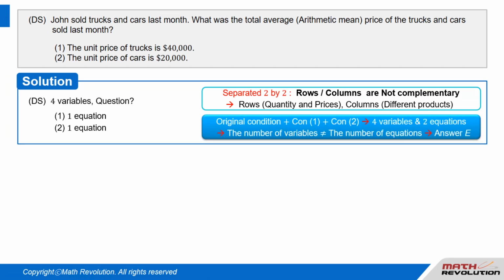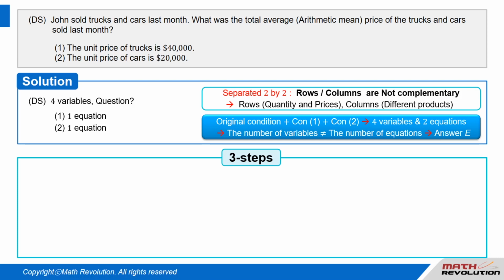We know that each condition would usually give us an equation, resulting in a total of 2 equations, one each from condition 1 and condition 2. However, since we need 4 equations to match the numbers of variables and equations in the original condition, the unequal number of equations and variables should logically give us an answer E. Let's apply the 3 steps suggested previously.